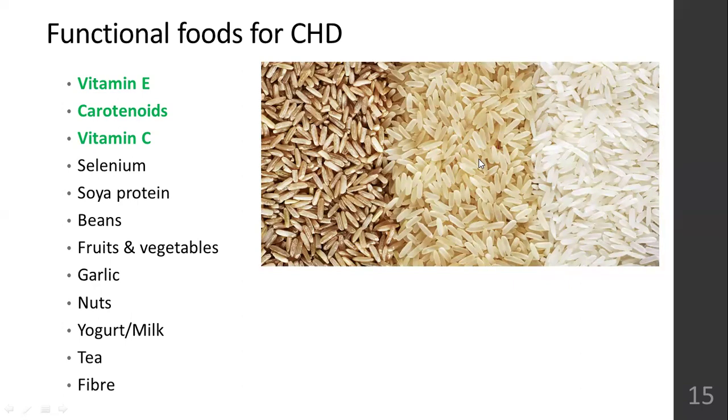Parboiled is like it is unpolished. You remove the bran. You see this bran in the brown rice. You remove the bran, you get parboiled. You polish it more, you refine it more, you get white rice. So these are the different stages.